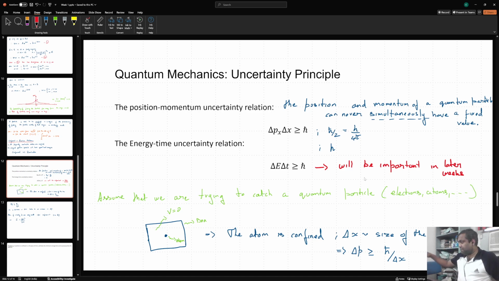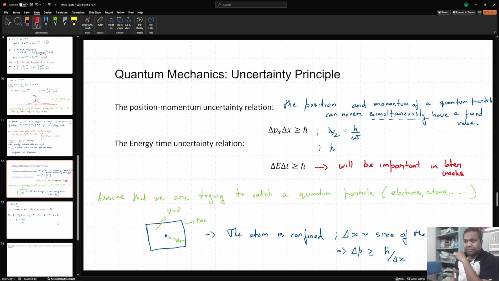Similarly, if I have an uncertainty in the energy of the system and the time, by time I mean the lifetime of the system, then they also have a similar uncertainty relation.